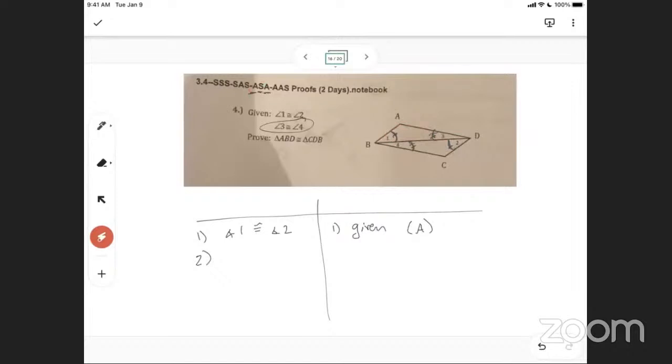Now I'm going to write that BD is equal to BD. BD is congruent to BD. And what's the reason for that? The reflexive property, or you can just say reflexive. So that's a side, right? And the third thing is that angle 3 is congruent to angle 4. And how do I know that?